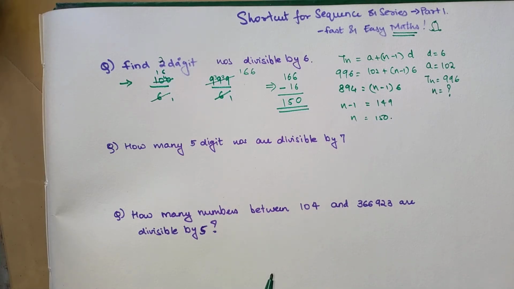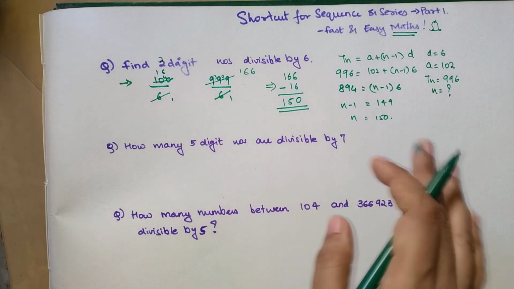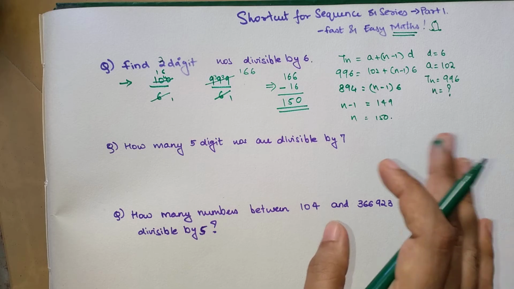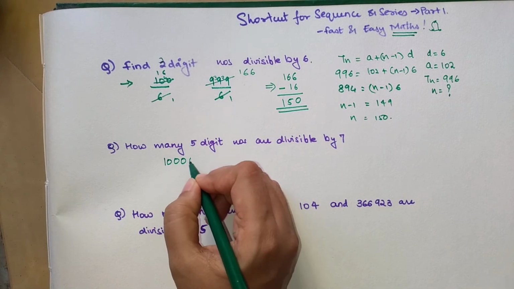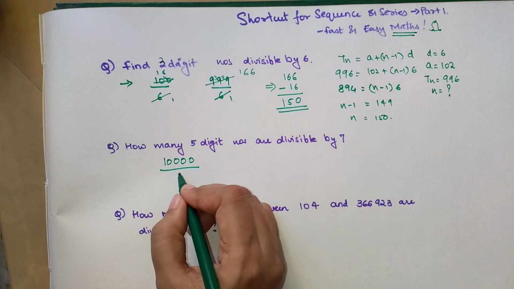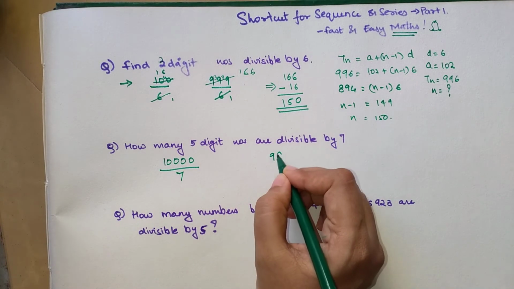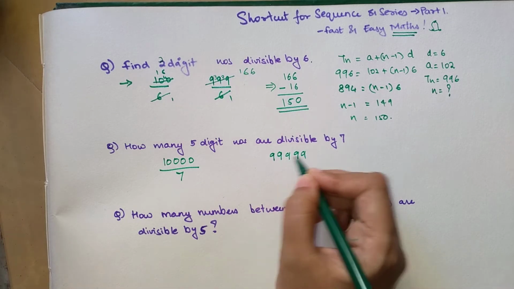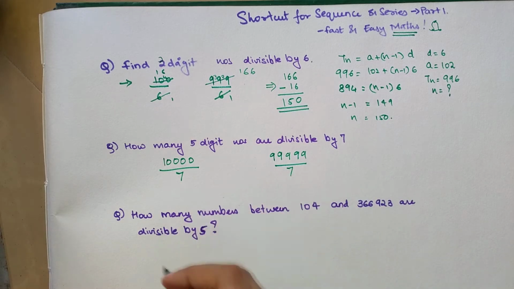Okay, so now let's talk about the next sum. How many 5-digit numbers are divisible by 7? The smallest 5-digit number is 10,000, and you divide it by 7, and the largest 5-digit number is 99,999. You divide it by 7.